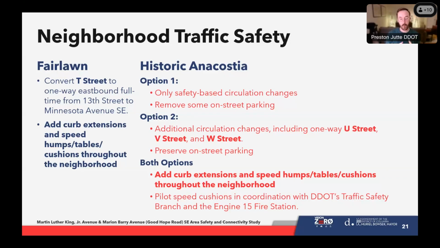And then also we've been working with Engine 15 Fire Station. We want to pilot a new traffic safety treatment to try to address some of their concerns and the safety concerns from the neighborhood at the same time. And I'll show you what that looks like. Next slide.